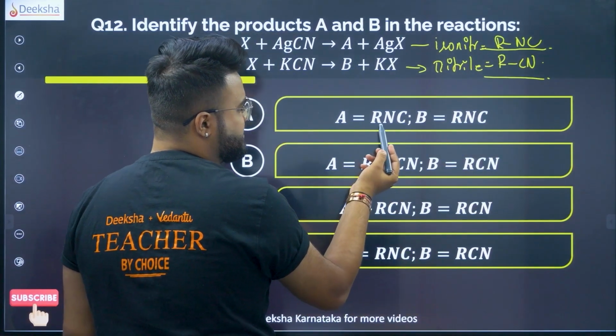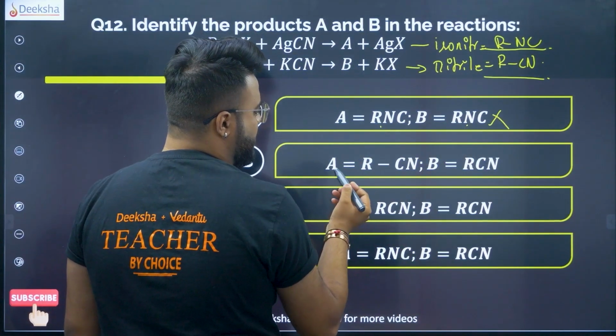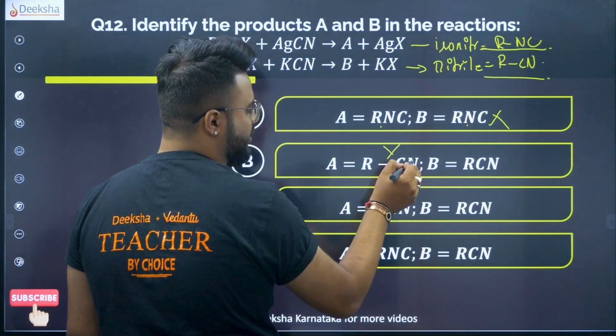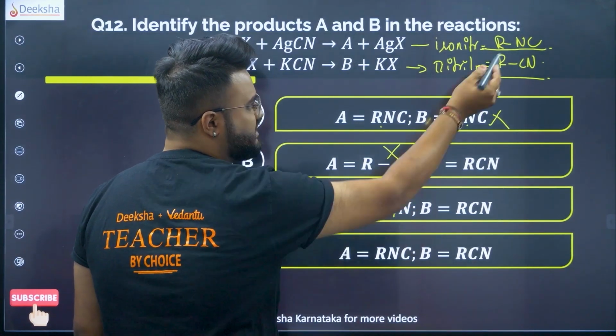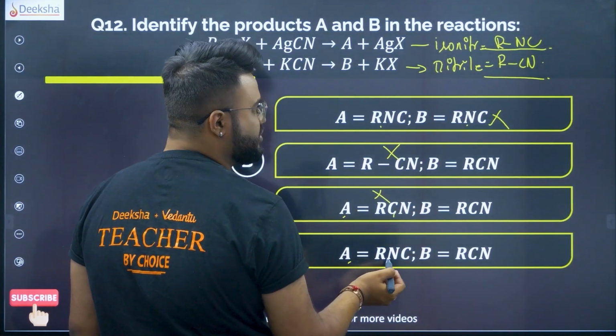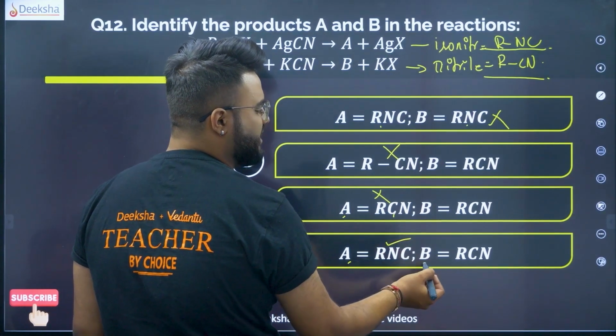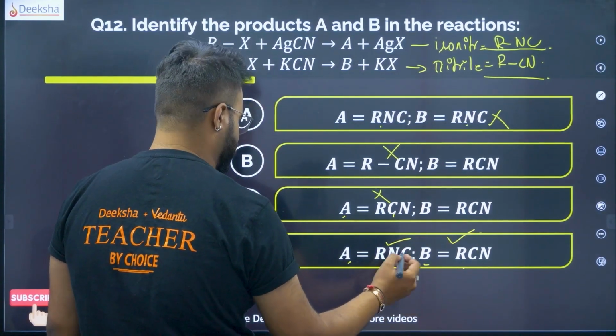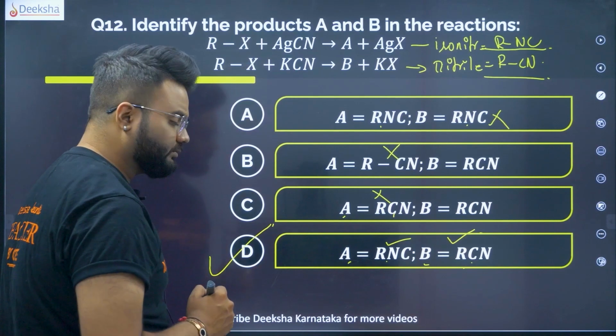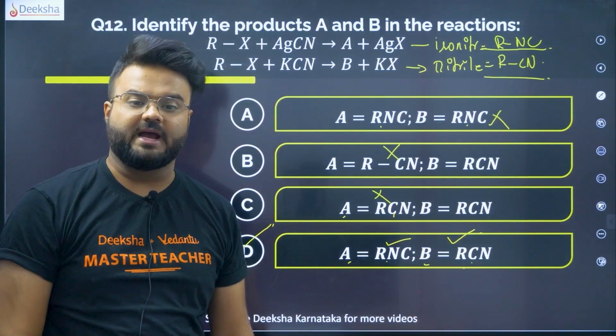So where is RNC and RCN? A is RNC, RNC, wrong. A is equal to RCN, wrong. Therefore, A is equal to RNC, right. B is equal to RCN, yes. Isonitrile and nitrile, therefore option D is your correct answer.